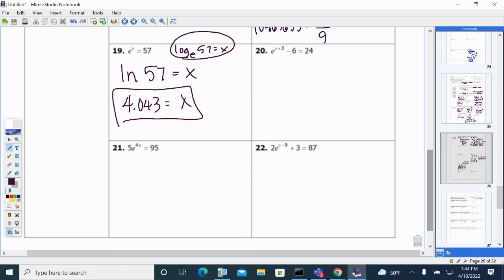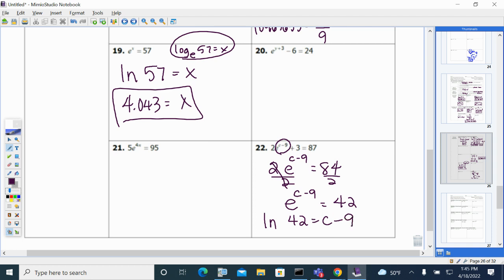And then let's look at number 22. So I said a second ago that in order to do these, you do have to make sure that your exponential part is by itself. So that 2 must go and the 3 must go, and we have to get rid of the 3 first. So it's a plus 3. We're going to minus the 3. 87 minus 3 is going to be 84. And then we'll divide both sides by the 2. And you get 42. And then we're going to change it back to a log, which is your natural log of 42 is equal to c minus 9.